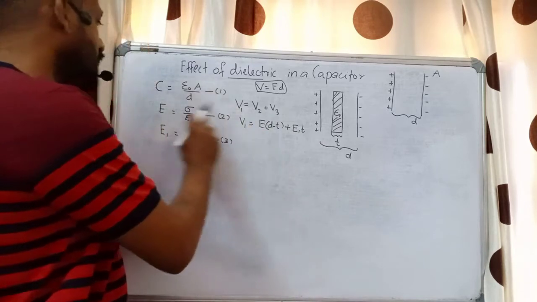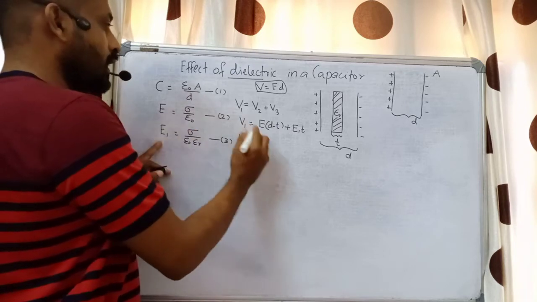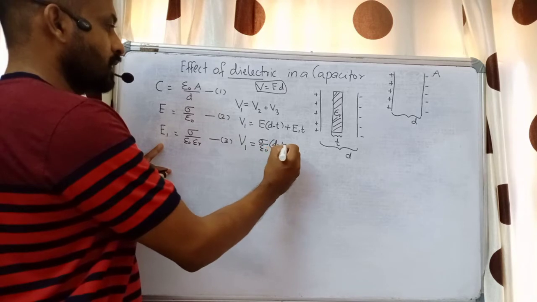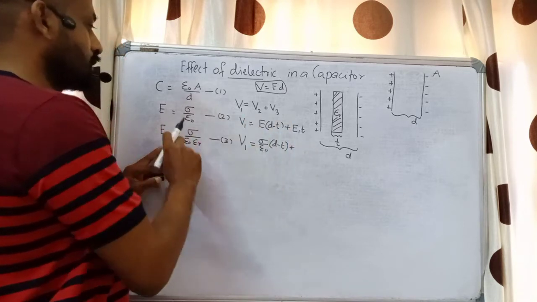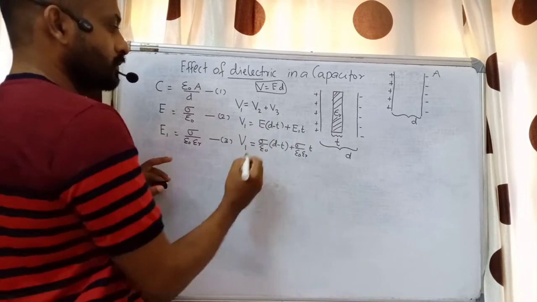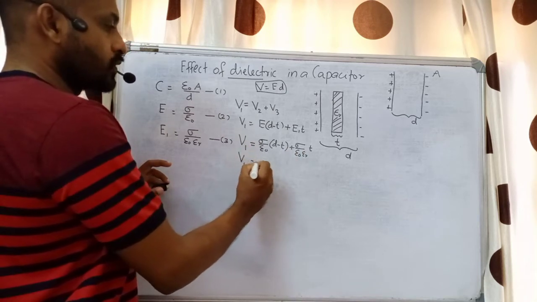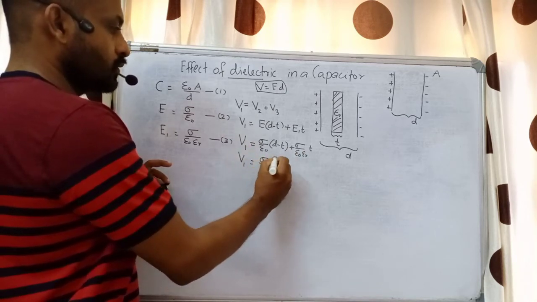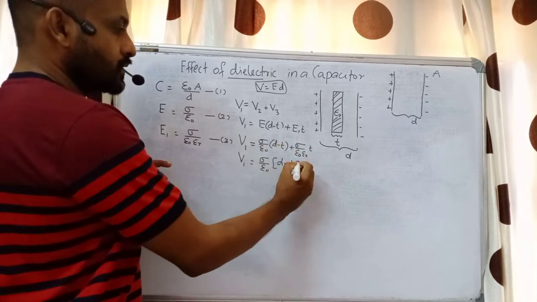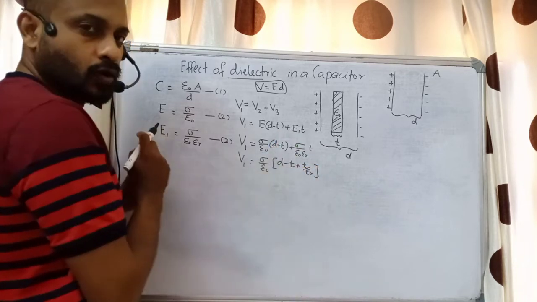We will substitute E and E1 here. So potential V1 is equal to, instead of E, I will write sigma by epsilon 0 into (d minus t), plus, what is E1? Sigma by epsilon 0 epsilon R into t. Here sigma by epsilon 0 is constant and common. We will take it outside: sigma by epsilon 0 into, next step, (d minus t plus t by epsilon R). Sigma by epsilon 0 is taken common.